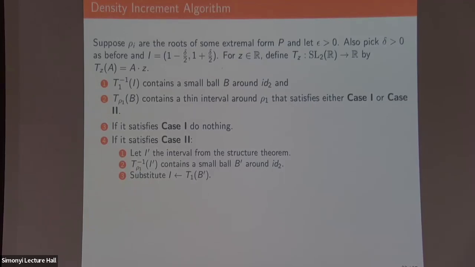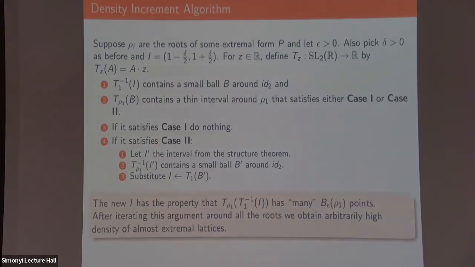If you do this step at most n times, where n is the degree or the number of the roots, you will find an interval such that the push forward near all of the roots has very high probability of these B epsilon points. And so you can just intersect and find the intersection being non-empty. Okay.